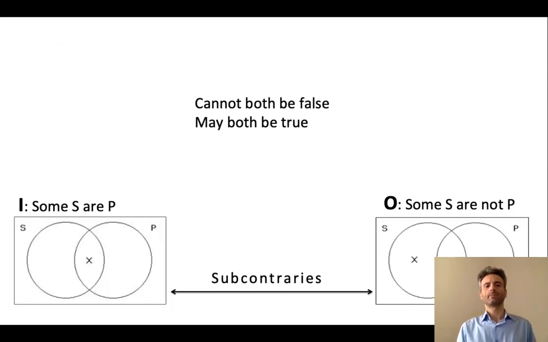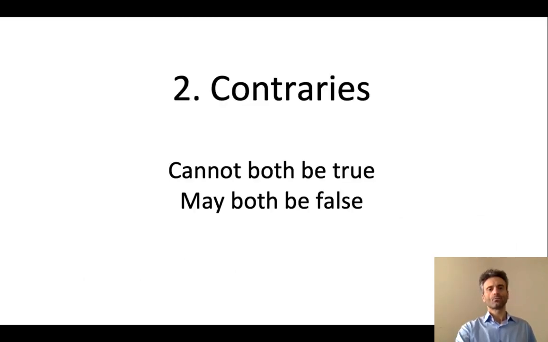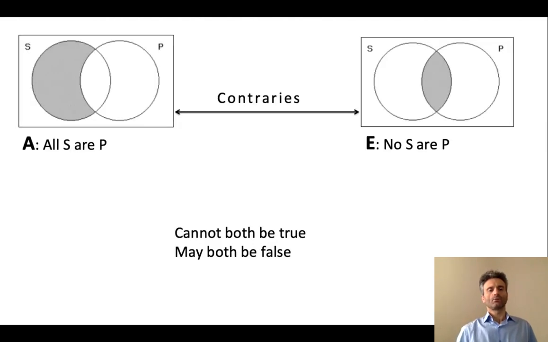The next relationship, which I didn't label, that's a mistake. I was supposed to put a label. The next relationship, anyway, is a relationship between the particular statements. The relationship between the universal statements is that of contraries. So A and E, the universal statements, are contraries.